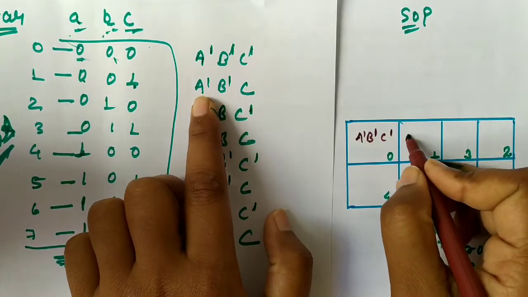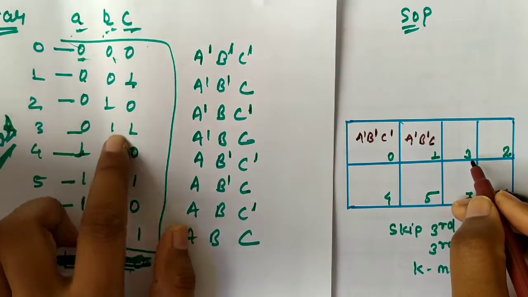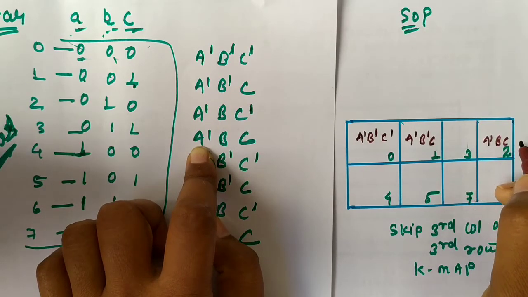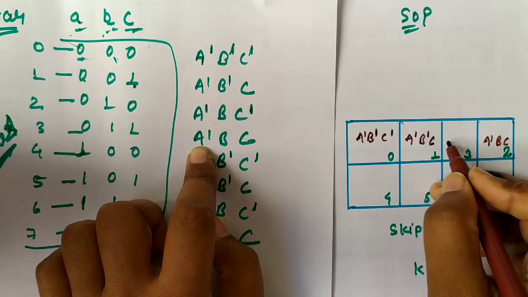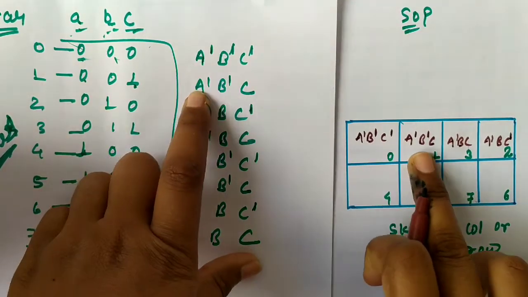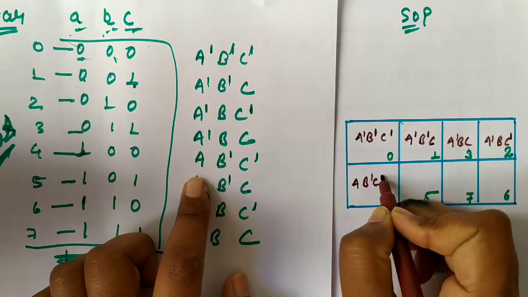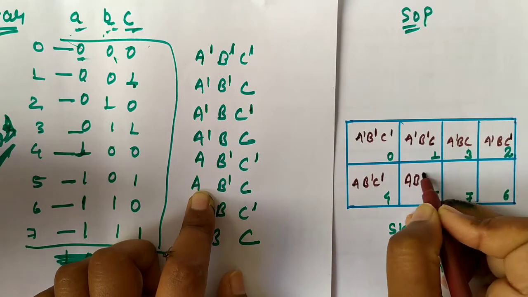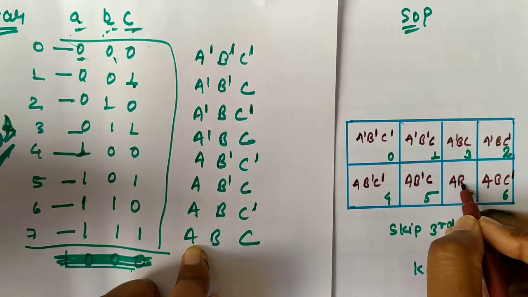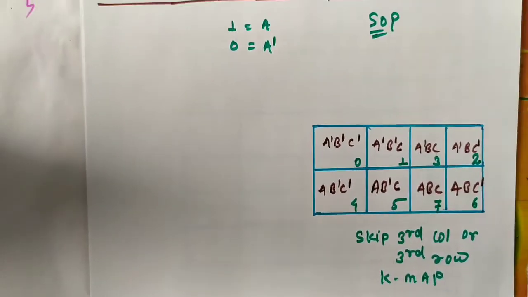Then 1, that means A dash, B dash, C. Then 3. The 3 one is this. A dash, B, C. Sorry, this one is A dash, B, C or A, C dash. This is the 0, 1, 2, 3. Then 4, A, B dash, C dash, 5, A, B dash, C, 6, A, B, C dash, then 7, A, B, C. So, here. Now, we see the row or column.